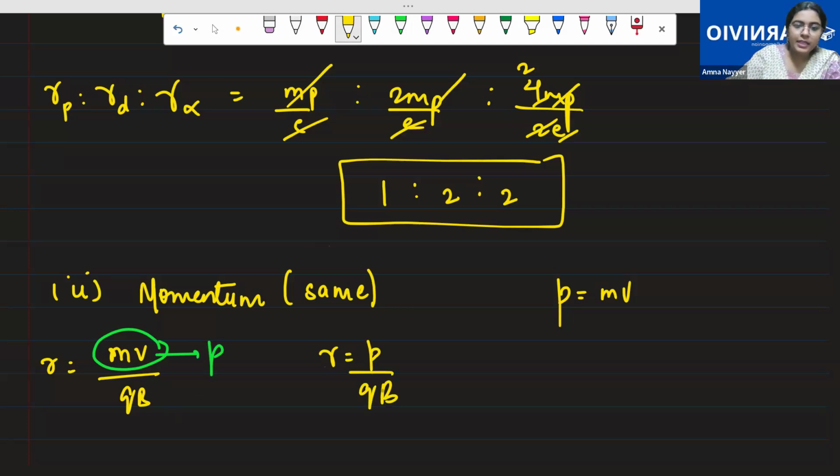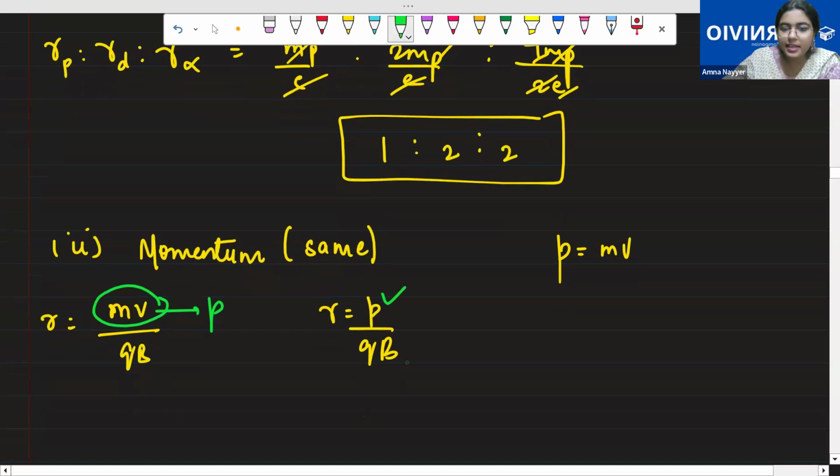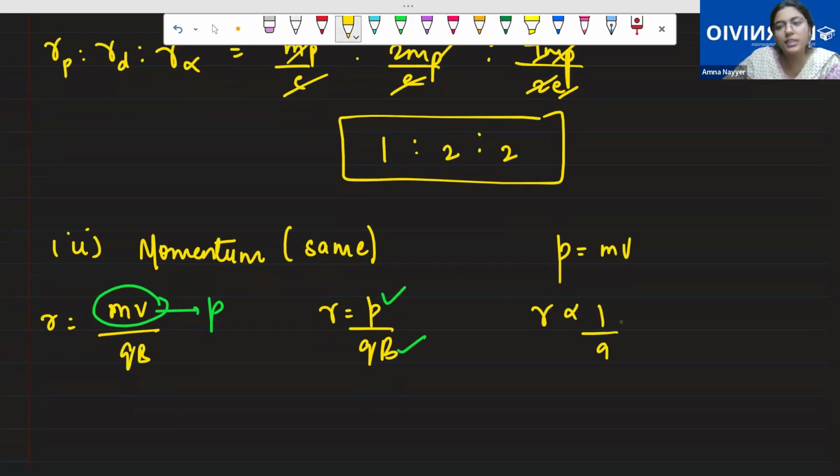So what we'll do? The charges are different here. The magnetic field will still be the same because all three are released in the same magnetic field. So this is the same, this is the same. Basically, the radius is inversely proportional to the charge. R is equal to mv by qB, mv is the momentum, so the radius is inversely proportional to the charge that is present.